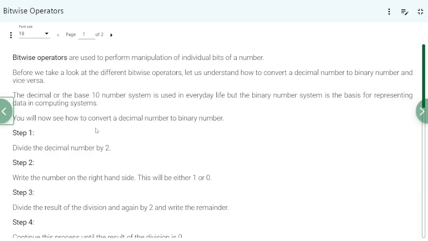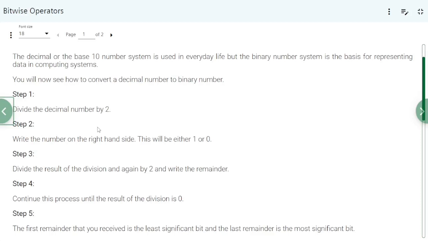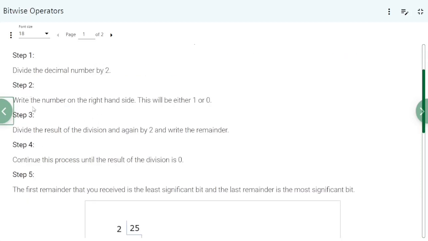Okay, so the decimal or the base 10 number system is used in everyday life, but the binary number system is the basis for representing data in computing systems. You will now see how to convert a decimal number to a binary number. So what could be step one? Let's divide the decimal number by 2. Step 2 would be to write the remainder on the right hand side. This will be either 1 or 0.